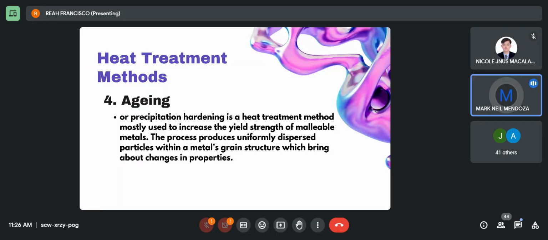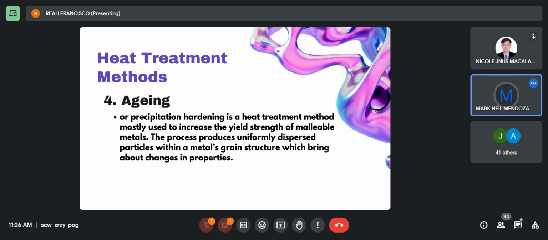For the aging or the precipitation hardening, it is a heat treatment method mostly used to increase the yield strength of malleable metals. The process produces uniformly dispersed particles within a metal's grain structure, which brings about changes in properties. So, what are the processes of aging or precipitation hardening? First step is the solution treatment. The alloy is heated to a high temperature above the solvus temperature of the solute. This causes the solute atoms to dissolve into the solvent, forming a solid solution.